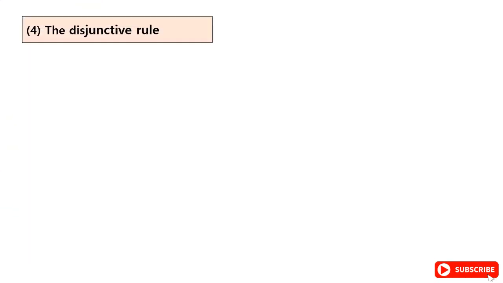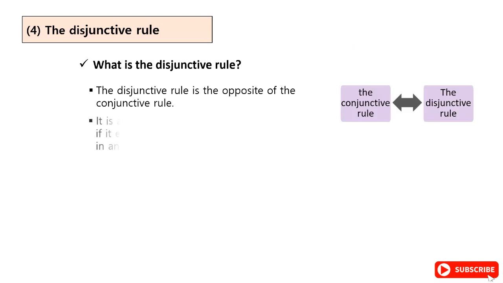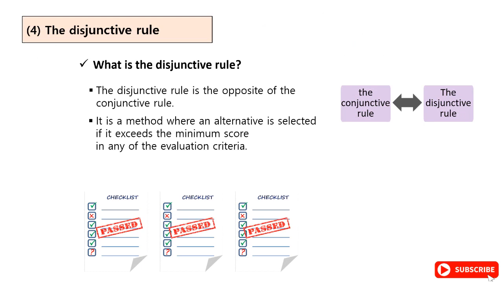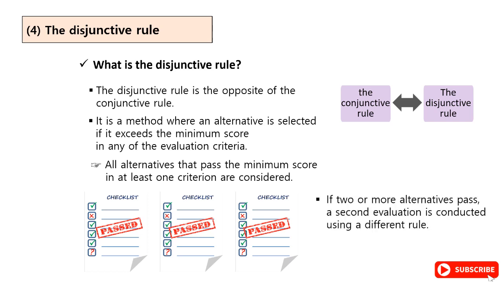The disjunctive rule, on the other hand, is the opposite of the conjunctive rule. It is a rule where an alternative is selected if it exceeds the minimum score in any of the evaluation criteria. In other words, all alternatives that pass the minimum score in at least one criterion are considered. If two or more alternatives pass, a second evaluation is conducted using a different rule.